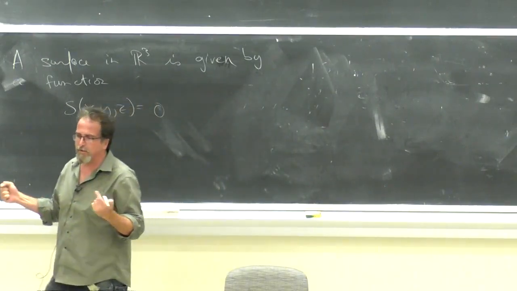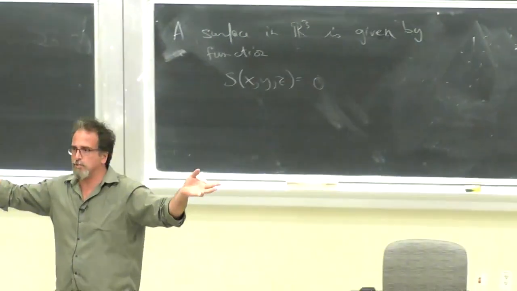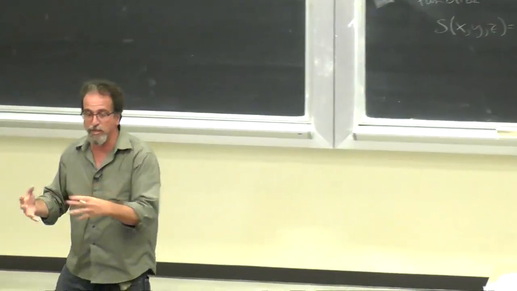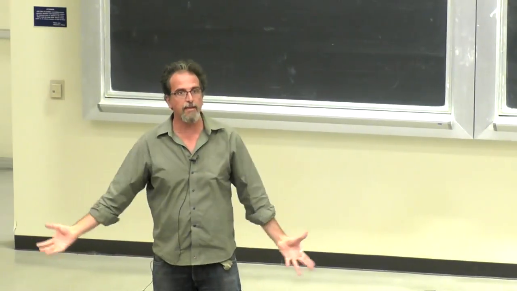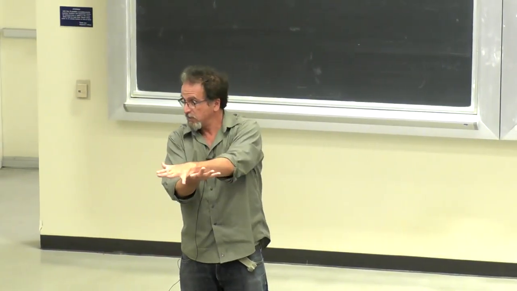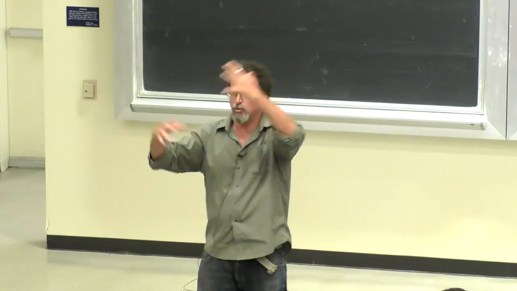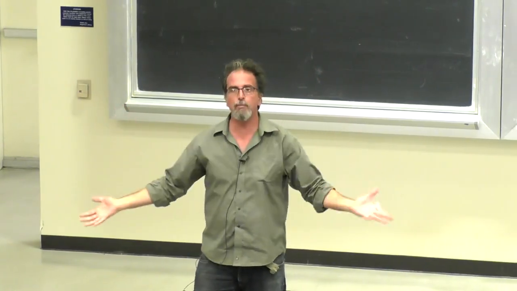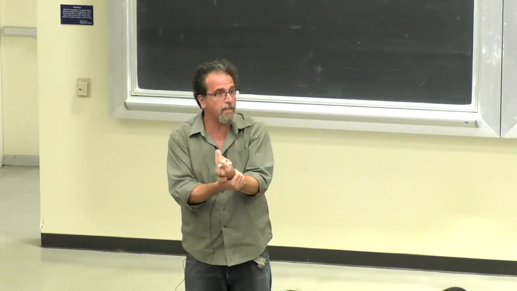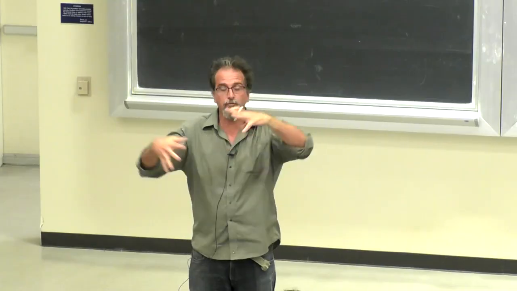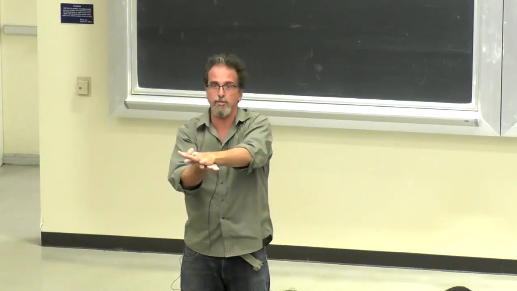The way you think about it is R3 is 3 dimensions. If I make one equation that relates x, y, and z, that is one constraint on the 3 dimensions, right? You can choose any x, y, z, but you put one constraint. So you can't choose them independently. That's one constraint. So you go from a 3-dimensional system to a 2-dimensional system.